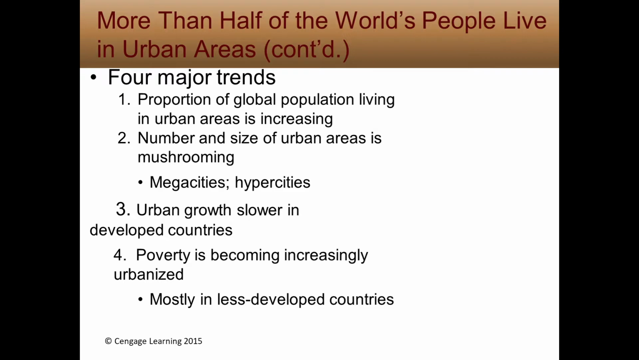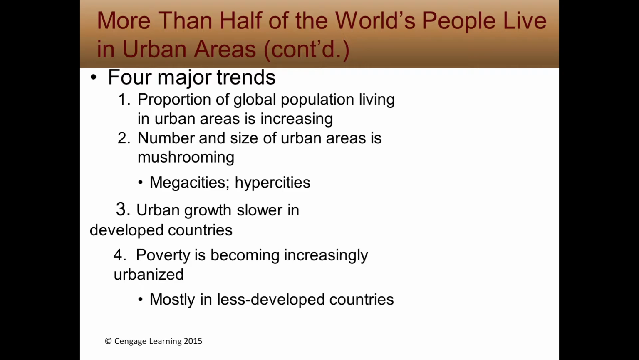If you watched the video last night, you also noticed that the urban area size is mushrooming. We have these mega cities, which are 10 million or more. We have these hyper cities, which are 20 million or more. Tokyo, which is where I just looked, it's where the 2020 Olympics are, has 37.1 million people. That's bigger than the entirety of Canada. That's crazy.